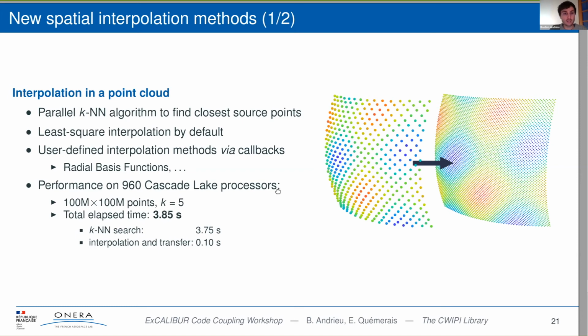Here, this algorithm also shows promising performance. For example, for 2 point clouds of 100 million points each, if we seek the 5 nearest neighbors for each target point, this is done in less than 4 seconds on about 1,000 cores. So this is quite promising.